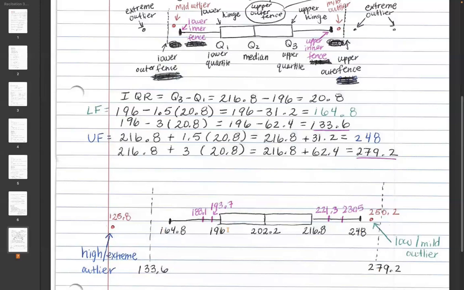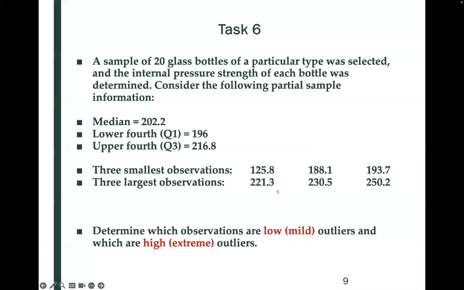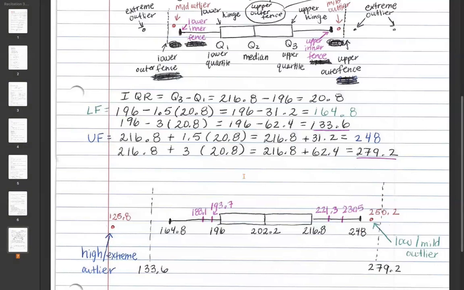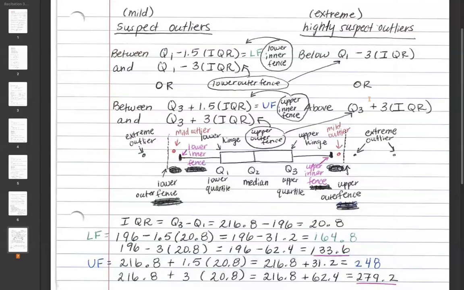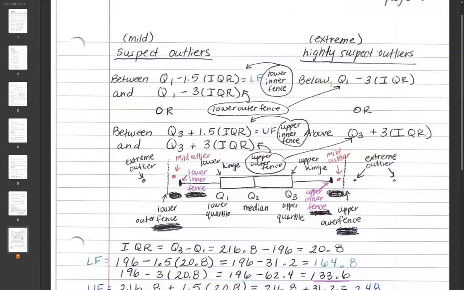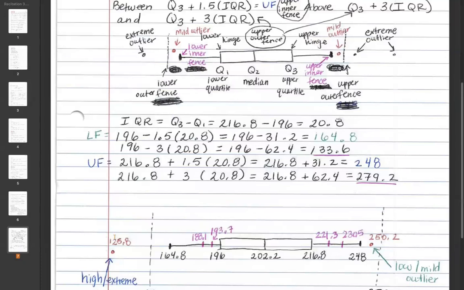After I had a clear picture of what that looked like, I went back and looked at the different data points that we were given to determine whether they're outliers, and I plotted them. The first one is 125.8, which is going to be somewhere out here. That's totally outside the outer fence. It's below the lower outer fence, so that is an extreme outlier or highly suspect outlier.